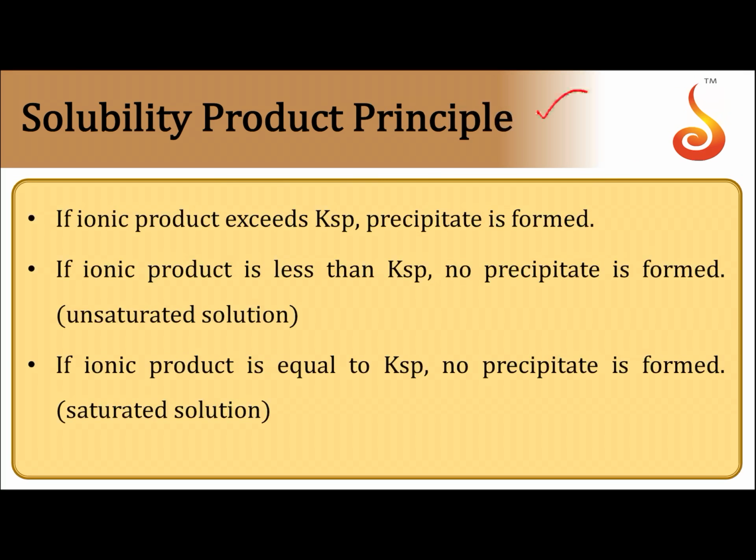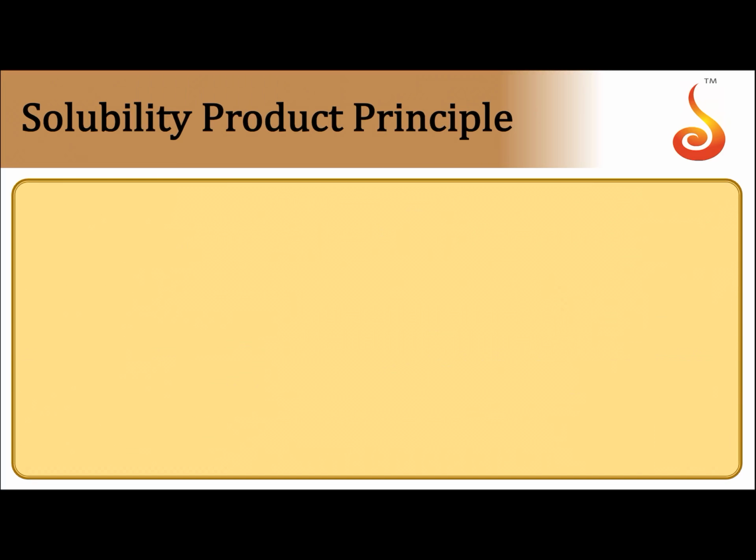Next, the solubility product principle. If the ionic product exceeds Ksp, then precipitation takes place. Ionic product and Ksp have similar formulas, but Ip applies under different conditions. If Ip exceeds Ksp, we see formation of precipitate. If the ionic product is less than Ksp, no precipitate is formed. Even when equal, we cannot see precipitation. So the condition for precipitation is that the ionic product must always be greater than the Ksp value.